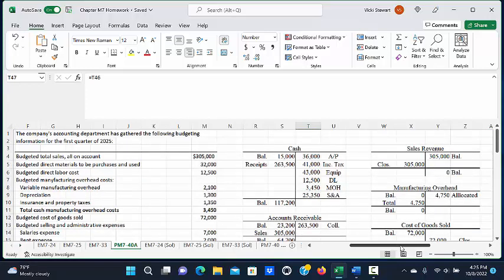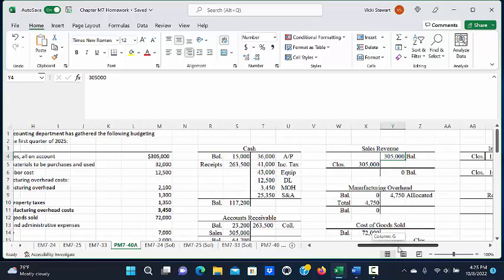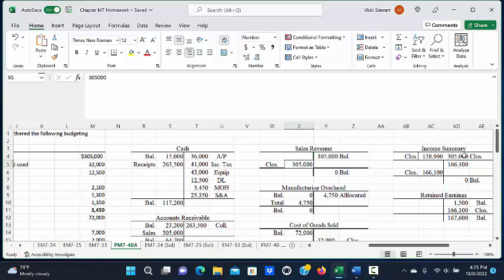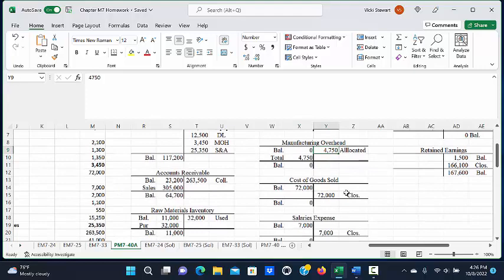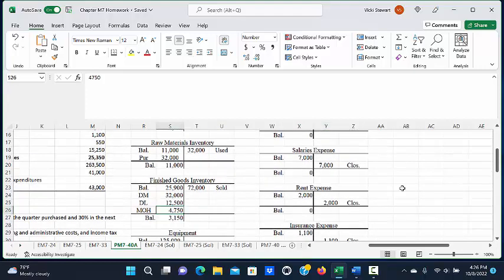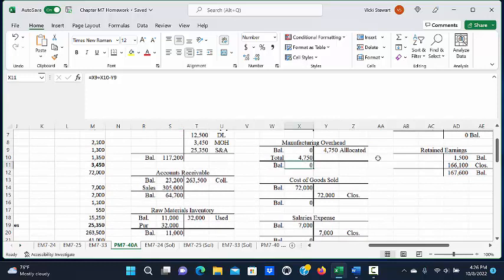So we start off with our sales revenue, which was given to us as $305,000. At the end of the quarter, we would have closed that account to income summary by debiting sales revenue and crediting income summary for $305,000. Then our manufacturing overhead, I put it would have had a beginning balance of $0, and we would have debited it for the entire amount of all of the manufacturing overhead, which was $4,750, and then we allocated all of that overhead to finished goods inventory. So that would be the credit. So that account already had a balance of $0.